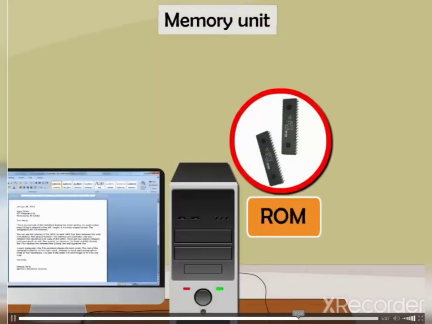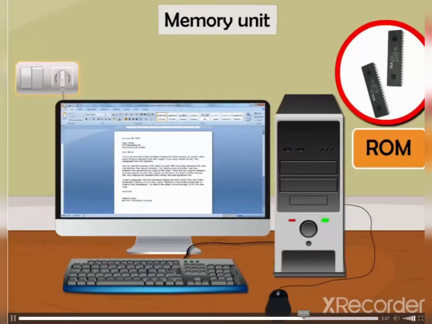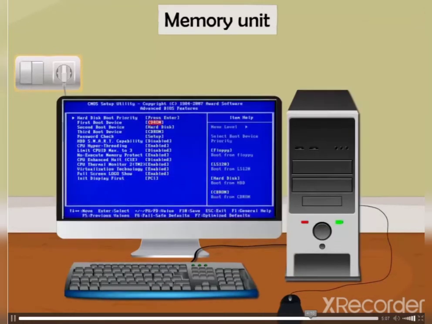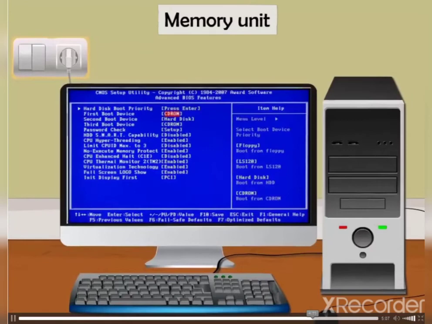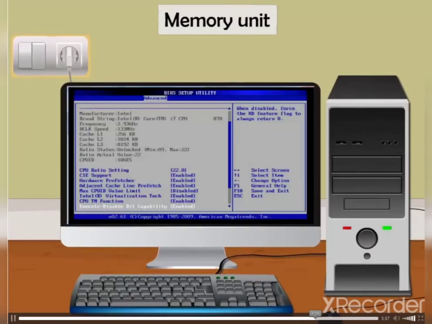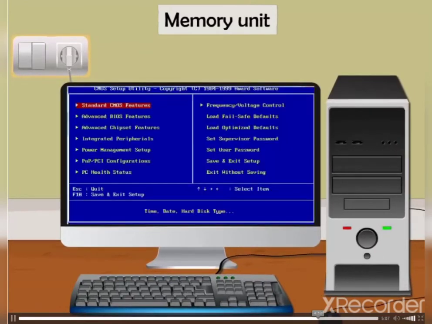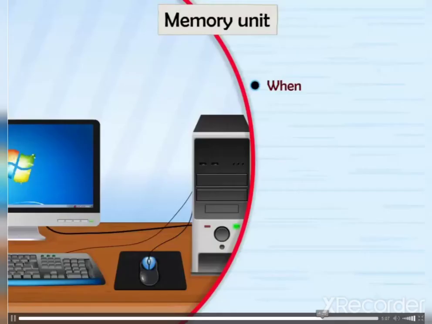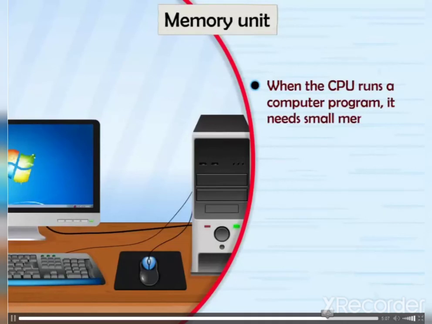Read-only memory is the permanent memory of the system, as it stores the directions written by the manufacturer which cannot be overwritten. It stores a special software called BIOS which helps to load the operating system when a computer is started.